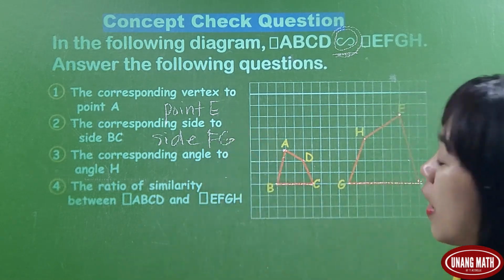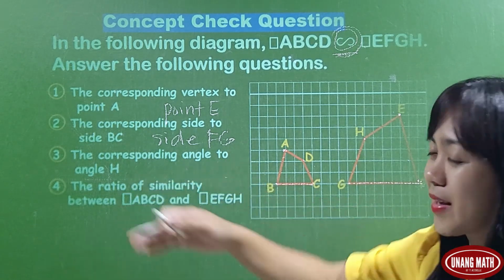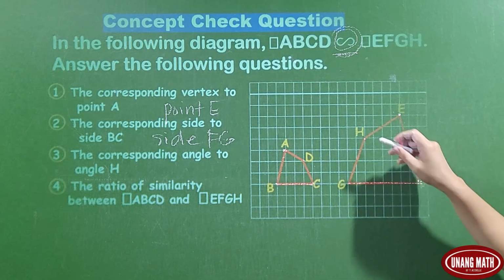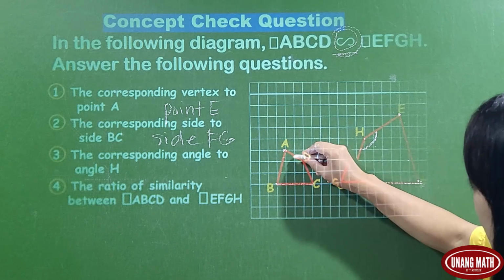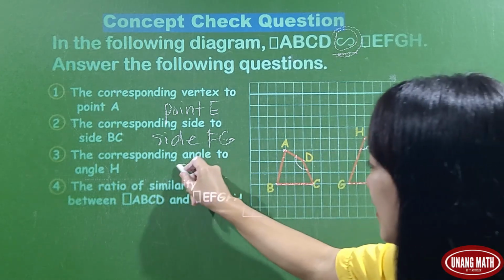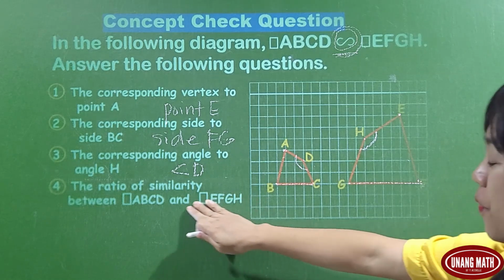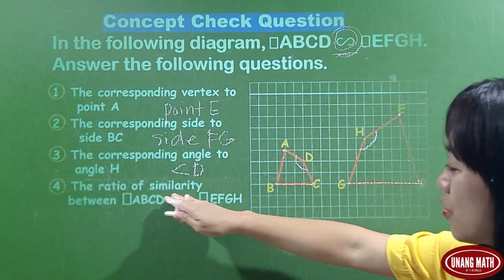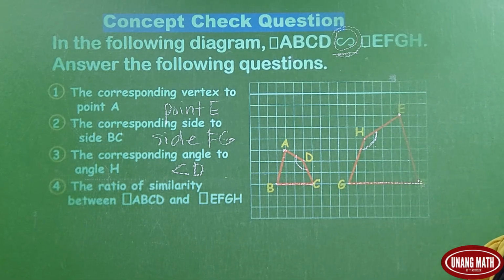Okay, for the third question, the corresponding angle to angle H. Okay, where's angle H? This angle. And this angle corresponds to angle D. Okay, for number 4, we will be looking for the ratio of similarity between these two quadrilaterals.